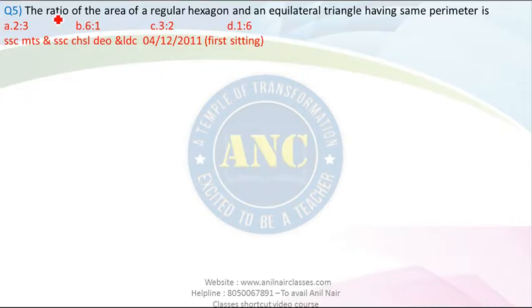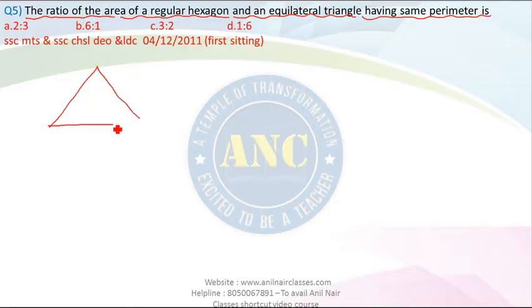Next question. Your question is the ratio of area of regular hexagon and an equilateral triangle having same perimeter is how much? Now see here, sir. Suppose let me take an equilateral triangle. This is my equilateral triangle ABC. I will name all the 3 sides of this equilateral triangle as small letter a.